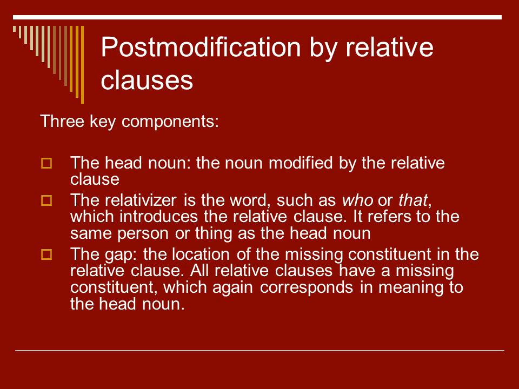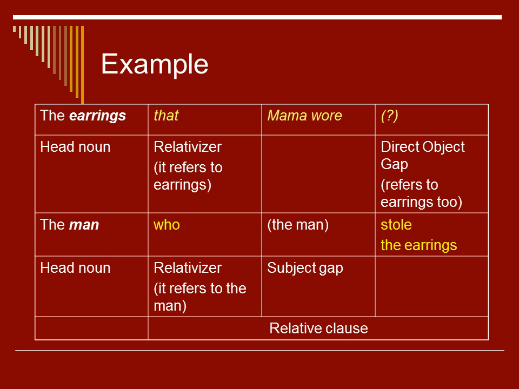And then there's a gap. There's something missing if you were just to create a separate sentence. And so it's the location of that missing part of the clause. All relative clauses have some missing constituent, they call it. And it oftentimes corresponds in meaning to the head noun. Let's look at some examples.